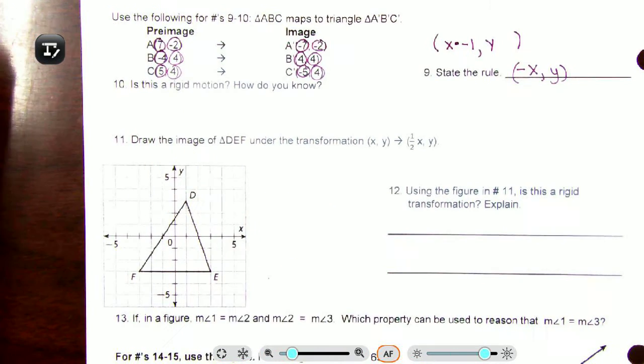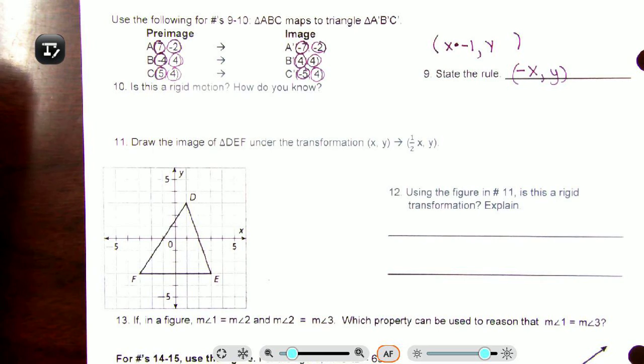If it changes its size or changes its shape, it is considered non-rigid. Okay, a dilation, when you get something bigger, or an increase or a decrease, that is when it is non-rigid, okay? All right, so how do we know if it is a rigid or a non-rigid when we're just looking at these? Again, you can always graph it.